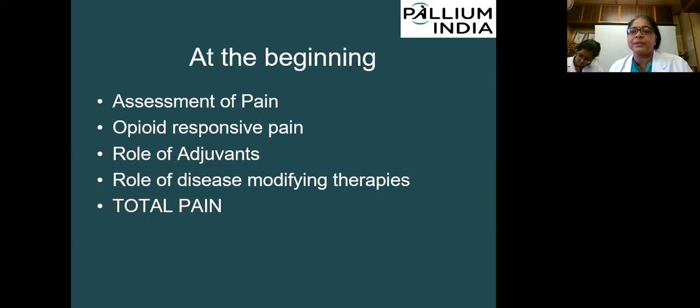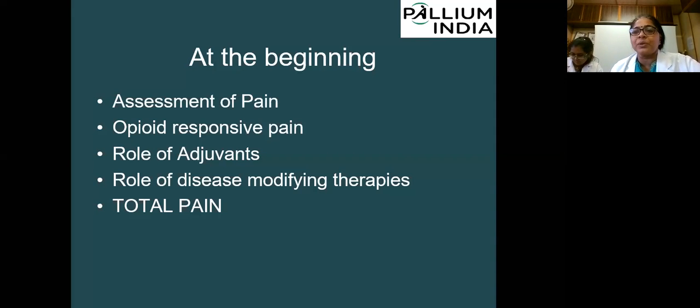Some of you said neuropathic pain. So yes, neuropathic pain does not respond to opioids, but it's not always like that. Most of the pain that we see is a mixture of nociceptive and neuropathic pain. And so in those situations, we definitely use opioids. And opioids do have an effect on neuropathic pain, especially tramadol. You can use it in neuropathic pain. So it's not like neuropathic pain is never responsive to opioids.